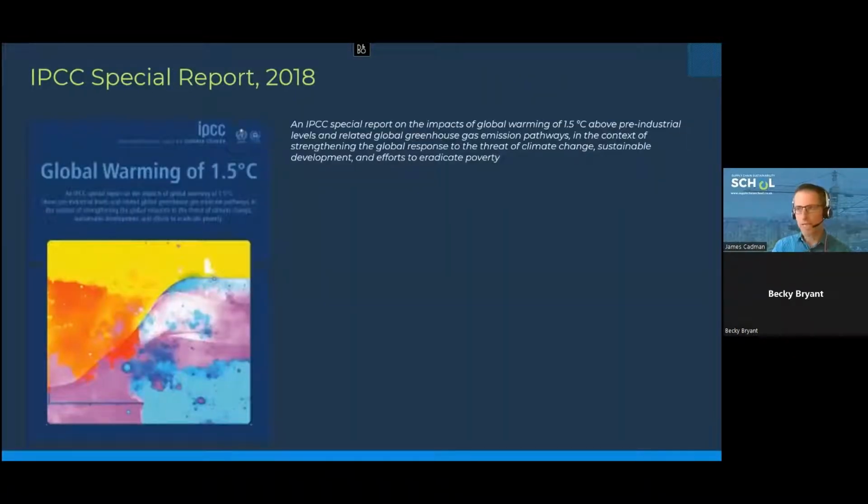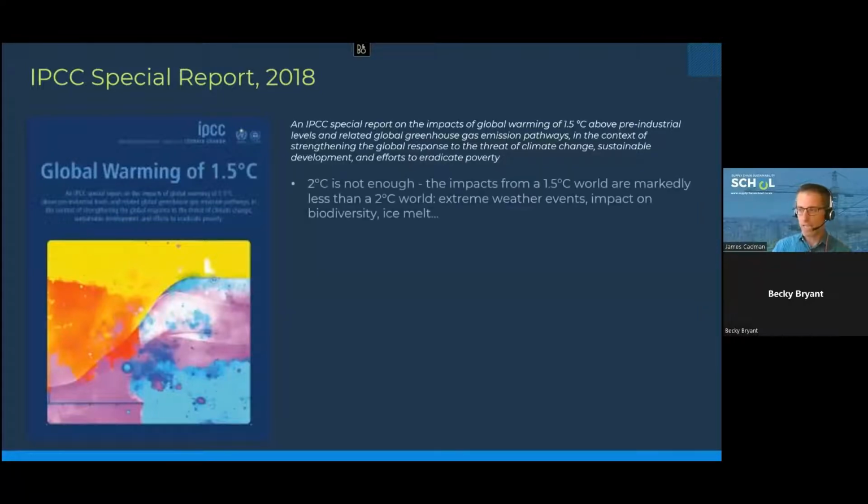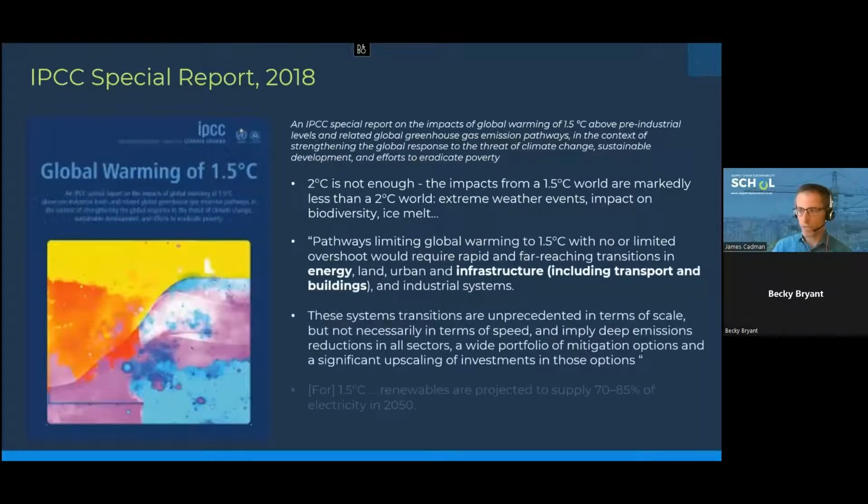A couple of years later from that, we had the special report from the IPCC, the Intergovernmental Panel on Climate Change. Essentially, I'll just bring up all the bullet points so you can see them. Essentially, they were saying the impact on the planet, the weather systems, biodiversity, on the built environment would be much, much less if we restrict our warming to 1.5 degrees rather than 2.